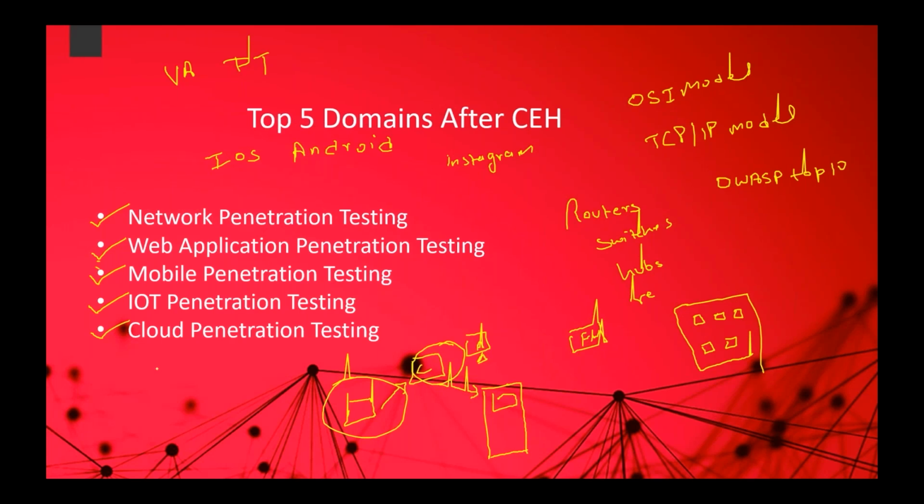For that, we have to do cloud penetration testing as well. So we have to test the cloud, to find if there is any vulnerability that leads the attacker to our servers hosted in the cloud and lets the attacker take all the information from the cloud, right? So these are the top 5 domains that one can move to after CEH, right?